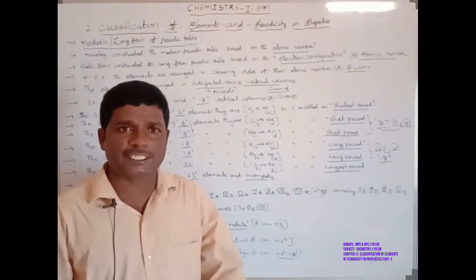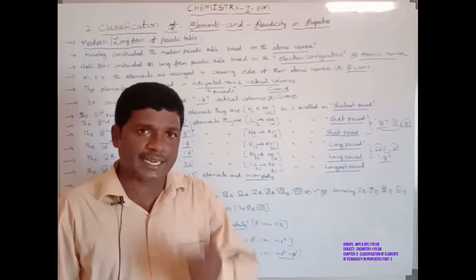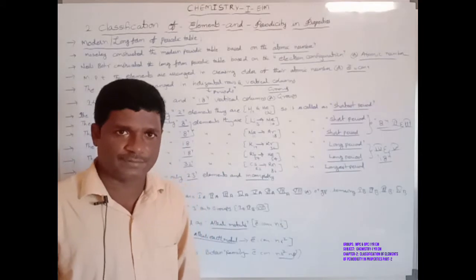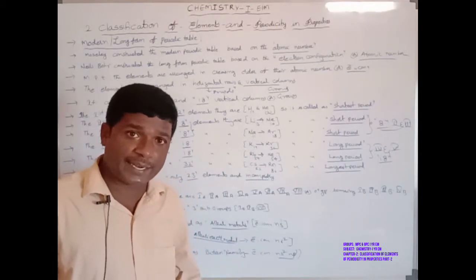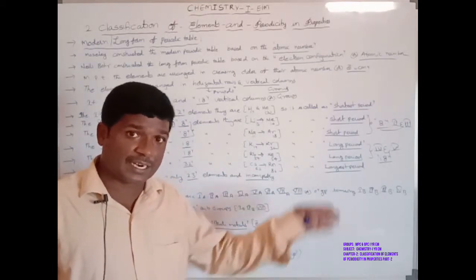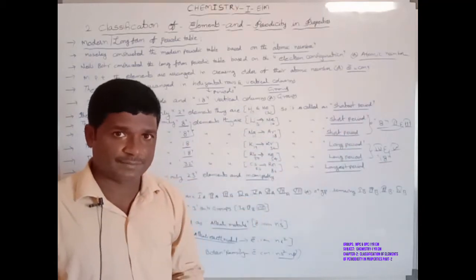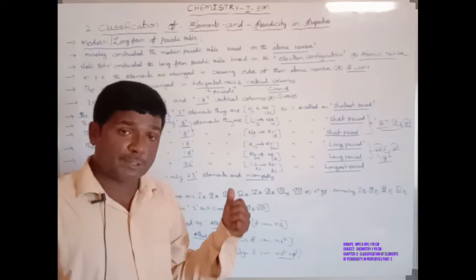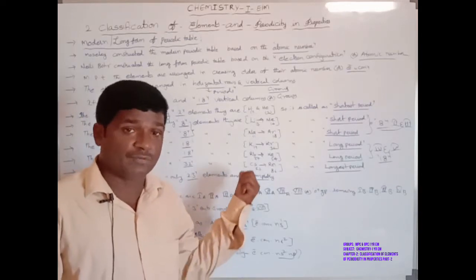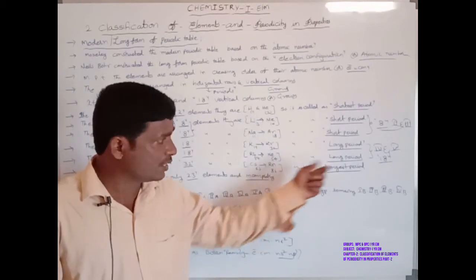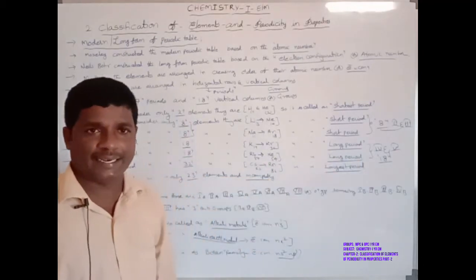Which period is the shortest period? The first period is the shortest period due to the presence of only 2 elements. Which period is the short period? The second and third periods are called short periods due to the presence of only 8 elements. Which period is the long period? The fourth and fifth periods consist of 18 elements, so they are called long periods.